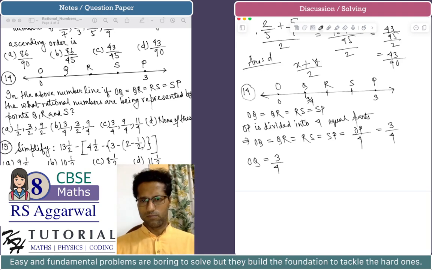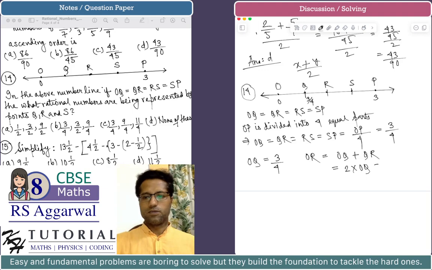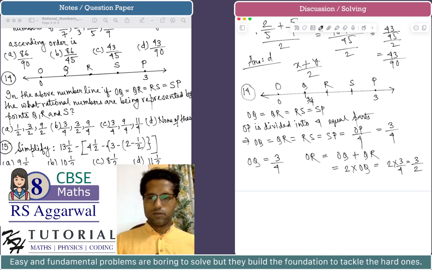Okay, so let's find out what point R will represent. For that we need to know what OR is. OR is definitely equal to OQ plus QR, and we know that OQ is equal to QR, so this is twice of OQ. This is equal to 2 into 3 by 4, which is equal to 3 by 2. So definitely R must represent the rational number 3 by 2, and from this we can clearly say the correct choice is B.